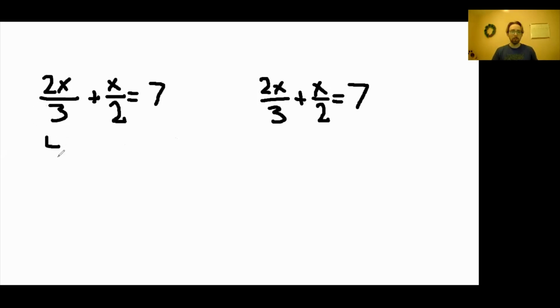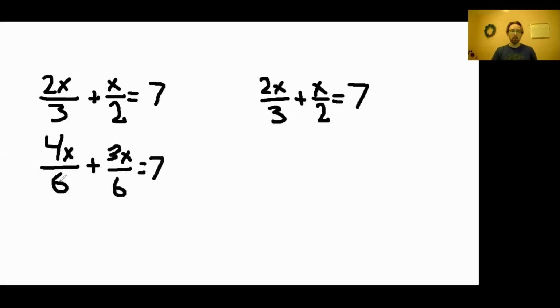And that is going to give us 4x over 6. And then to change the second fraction, we're going to multiply 2 by 3, which means we also have to multiply the top by 3 as well. And that is going to give us 3x over 6. And we don't have to do anything to the 7 right now.